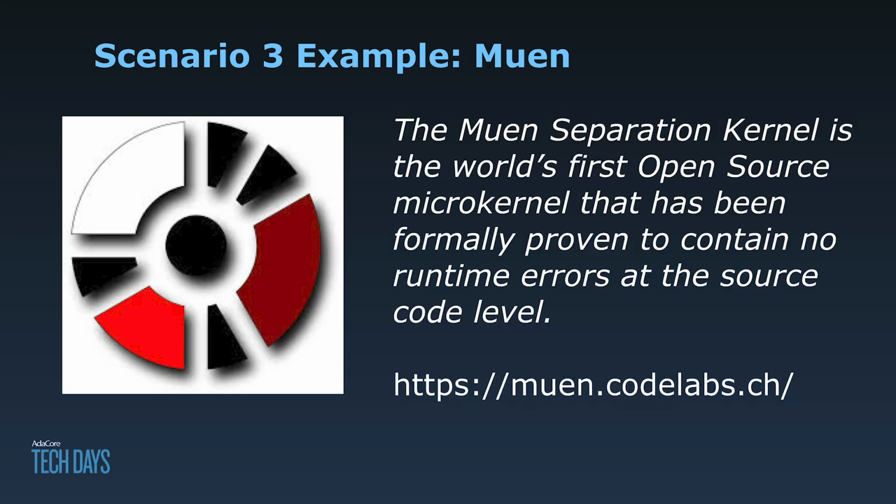Muen is a separation kernel that is done jointly by the University of Applied Sciences Rapperswil in Switzerland and secunet company in Germany. And since 2013, that's what they said in 2013 already, the Muen separation kernel is the world's first open source microkernel that has been formally proved to contain no runtime errors at the source code level. And since their first release in 2013, they have kept evolving this kernel, maintaining this property. So that's really a rich property to get. They are working to get even more functional properties of this kernel. But that's already a lot for this very critical piece of software that sits at the bottom of your application.